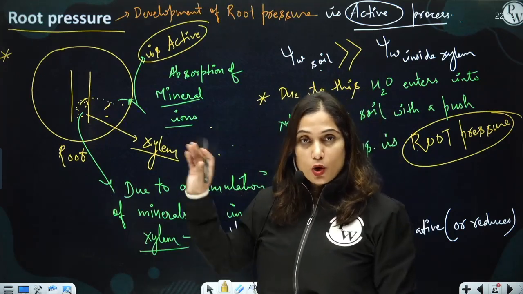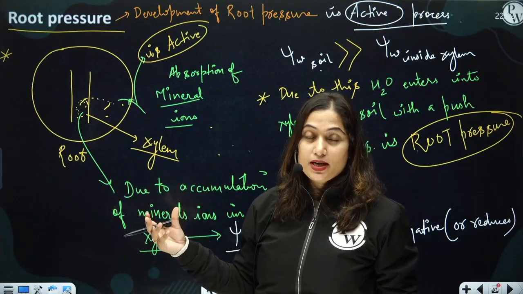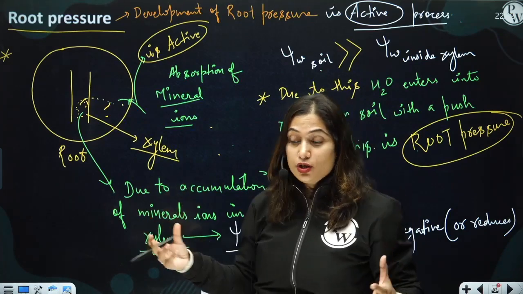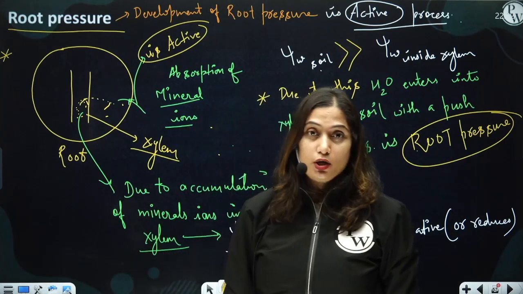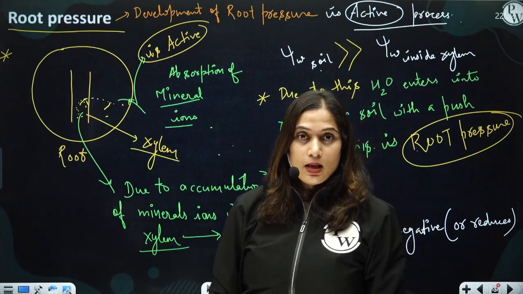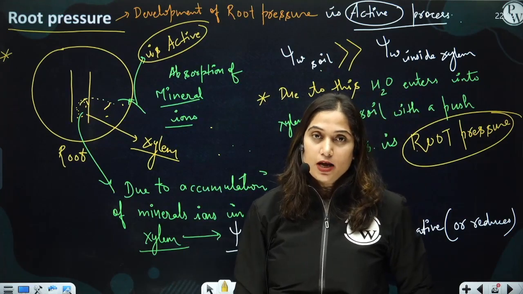The water potential of water in soil is very high, and due to accumulation of mineral ions in the xylem, the water potential of the xylem gets reduced, and due to this, the water gets filled up into the xylem of the root with a pressure, and that pressure is root pressure. And this is a positive hydrostatic pressure. Another name for root pressure is positive hydrostatic pressure.